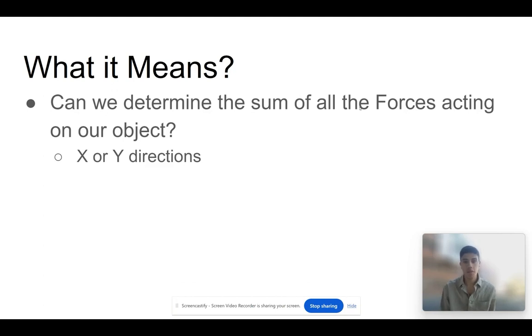Can we determine the sum of all the forces acting on our object? Well, yes and no. In the y direction, we see that there's no movement, even though there is a force or multiple forces acting on the object. Those being the force of gravity pushing down and the normal force pushing up. Now, because we see that the object has not moved in the y direction, we conclude that the sum of all the forces in the y direction is zero.